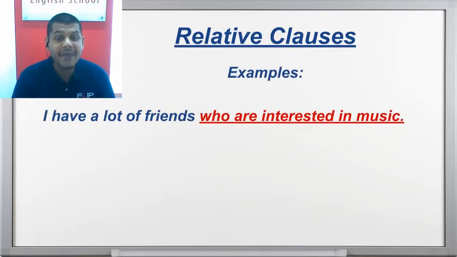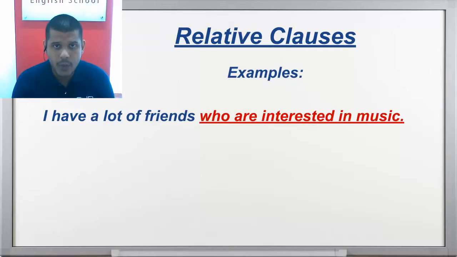It says, I have a lot of friends who are interested in music. If you analyze, there are two sentences there. First, I have a lot of friends and they are interested in music. But it's possible to join them, to put these two sentences together. I can say, I have a lot of friends who are interested in music. So you see, I joined the two clauses, the two sentences. And the second one, where I use who, is the relative clause. So who are interested in music is the relative clause.